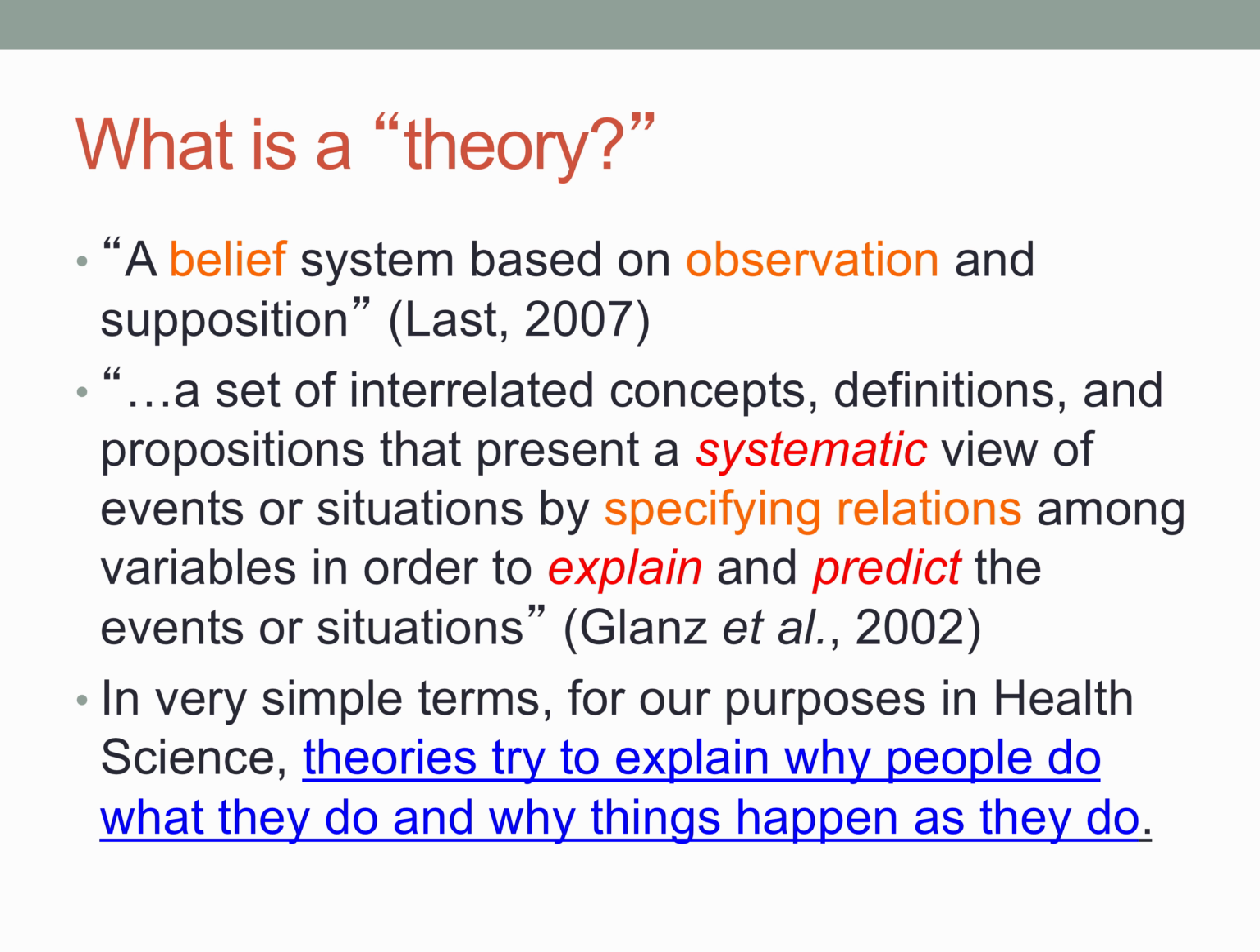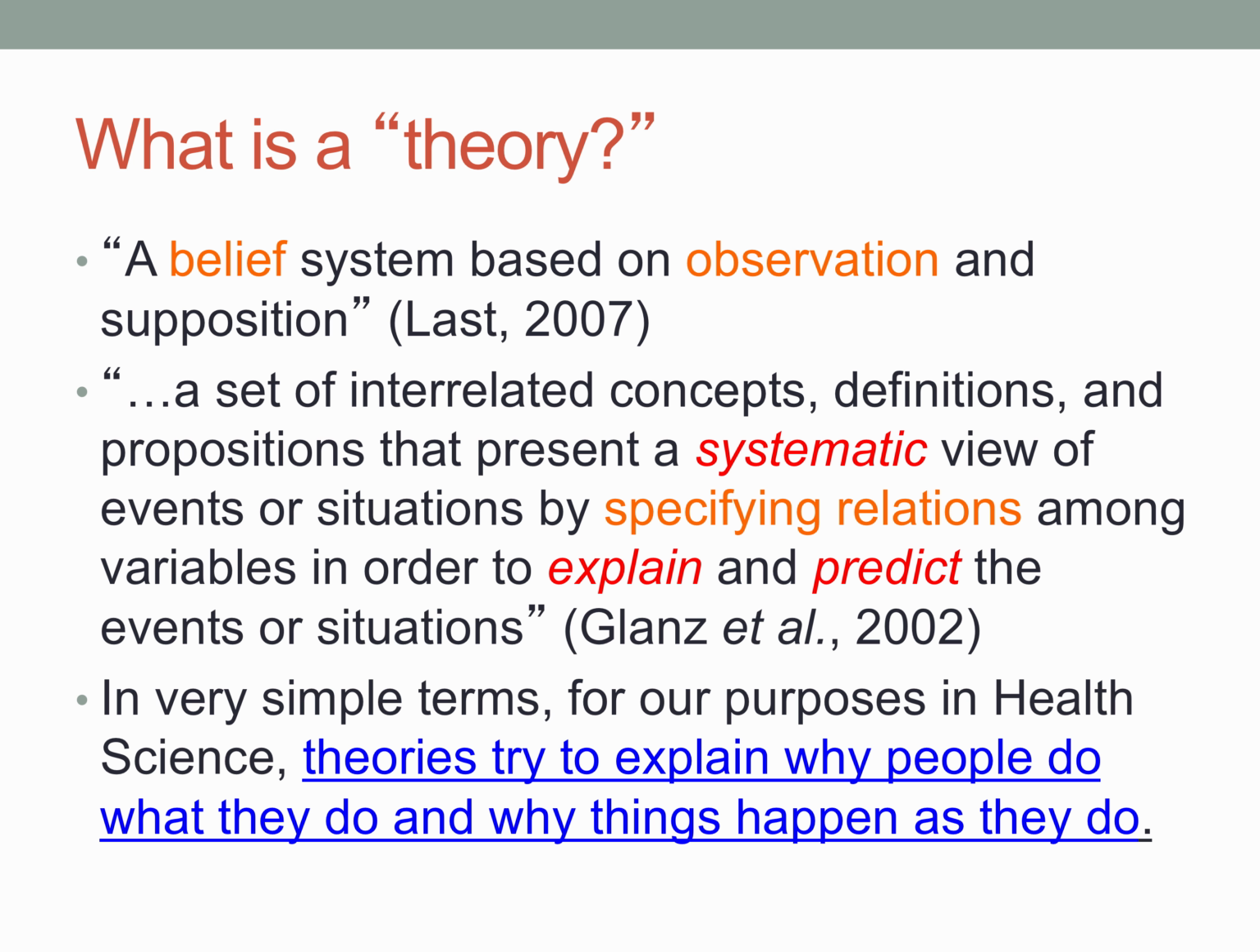Glanz et al., which is found, if you recall, in the Purple Big Theory textbook, defines theory as a set of interrelated concepts, definitions, and propositions that present a systematic view of events or situations by specifying relations among variables in order to explain and predict events or situations. Does this definition of theory sound similar to another definition we've covered in the past couple of weeks? It looks and sounds very similar to how we describe research, and particularly health science research or public health research.